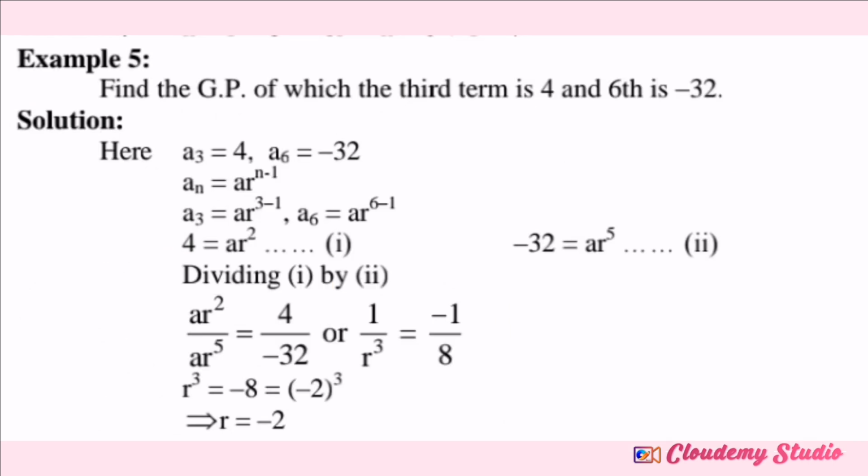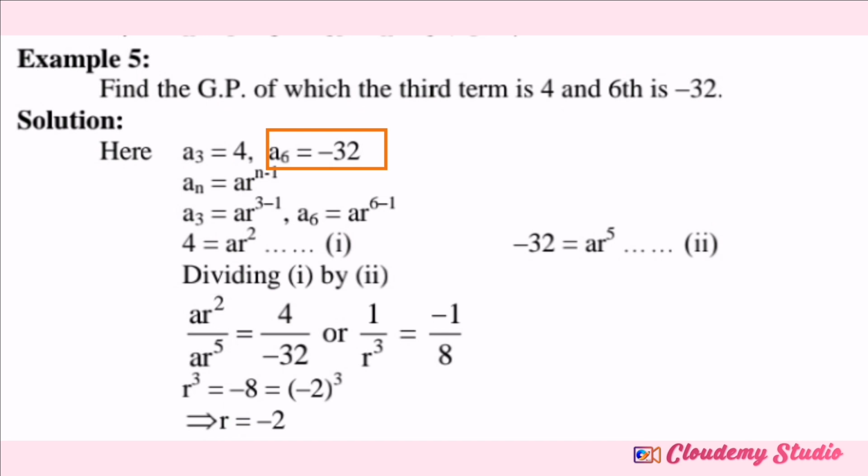Next example 5. Find the geometric progression of which the third term is 4 and the sixth term is minus 32. So given that a3 is equal to 4 and a6 is equal to minus 32.